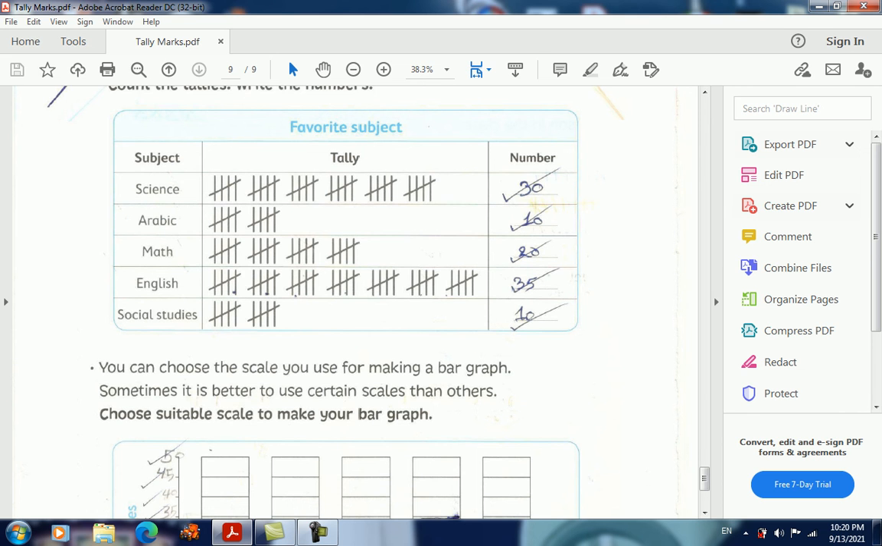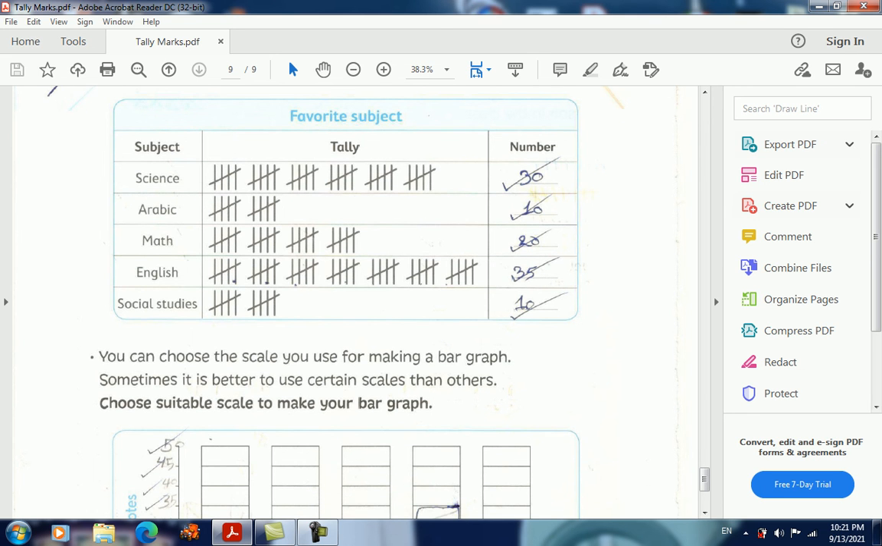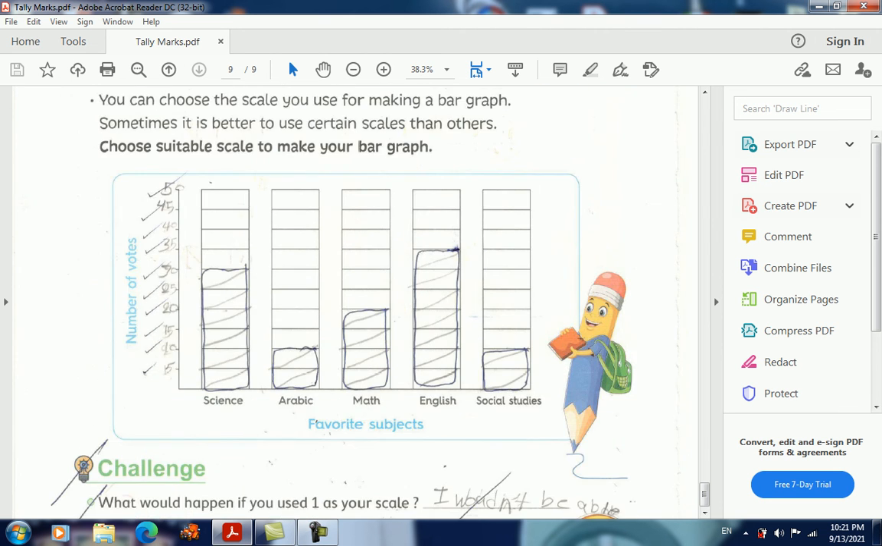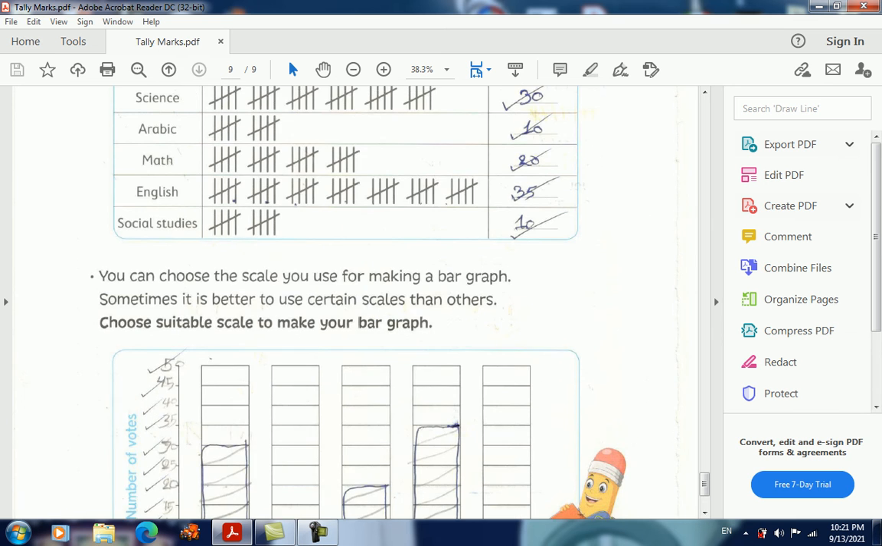Okay? If we look at these numbers, the best thing is they are all multiples of 5. So I can divide the scale in 5s. So 5, 10, 15, 20, 25, 30, 35, 40, 45, 50. So I'm sure that the scale is correct and all the data will appear.